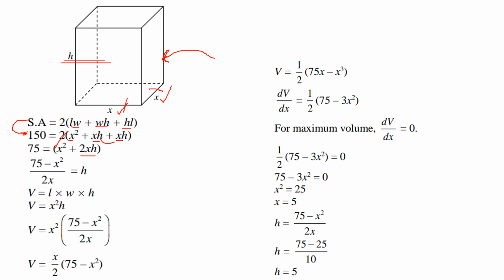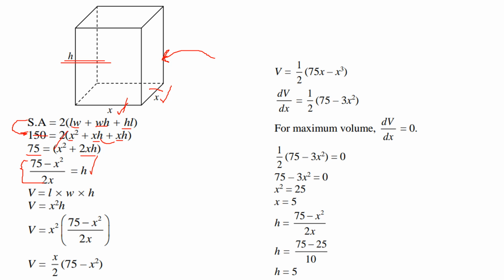We divide through by 2 so that we remain with 75. So 75 is going to be equal to x squared minus 2xh. So we make h the subject, since it's easier to make the subject. Making h the subject, we're going to end up with the expression of h to be equal to 75 minus x squared, divided by 2x.